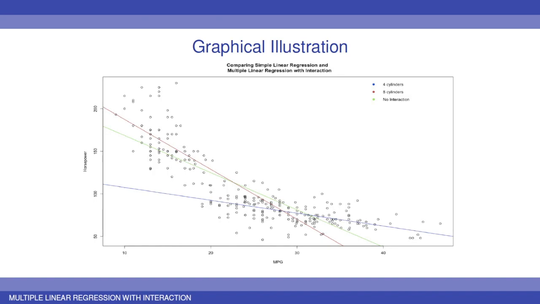The model with the interaction term does a much better job of accounting for both the very low values of horsepower and the very high horsepower values.